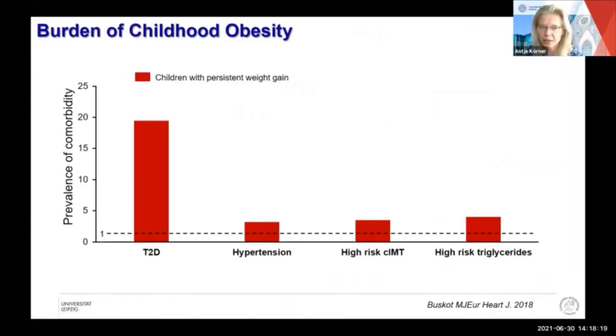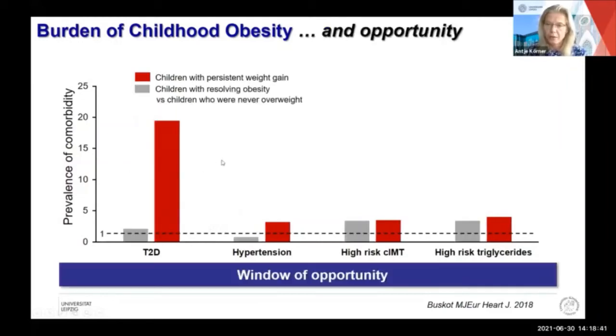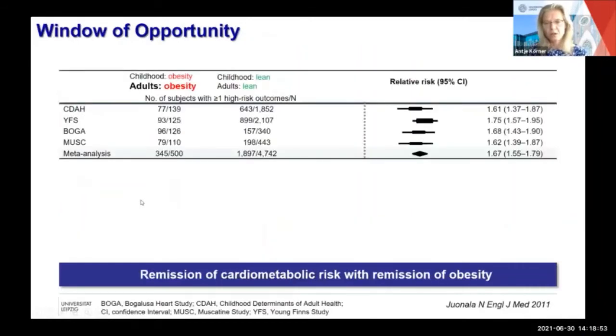Now, why are we discussing this in this workshop? Because we want to do something about it. And actually, the other side is that there is a window of opportunity. So here again, you see in this study that if children have obesity and persistent weight gain, they have a much higher prevalence of comorbidity in adulthood. However, if we would be successful to reduce that weight gain and to normalize the body weight, then we can actually reduce the risk burden. So there is a window of opportunity in this population.